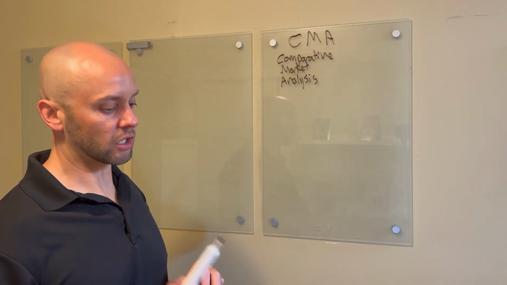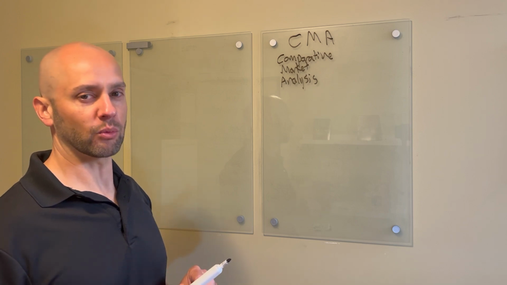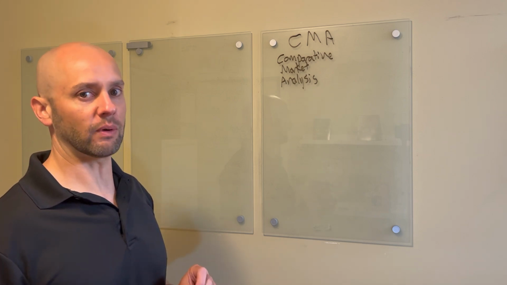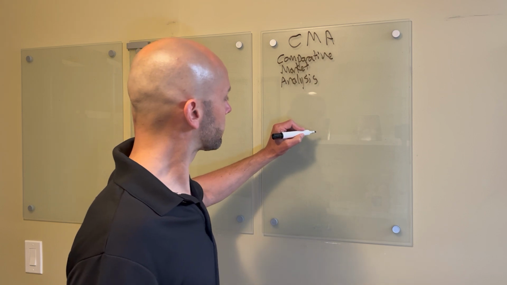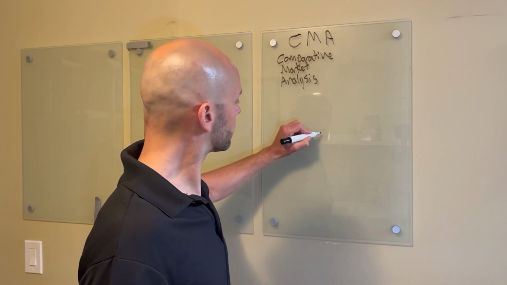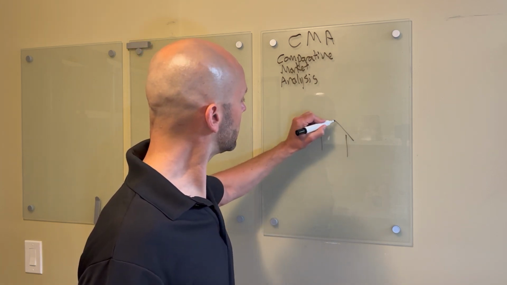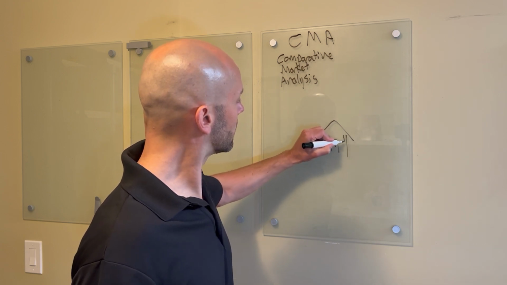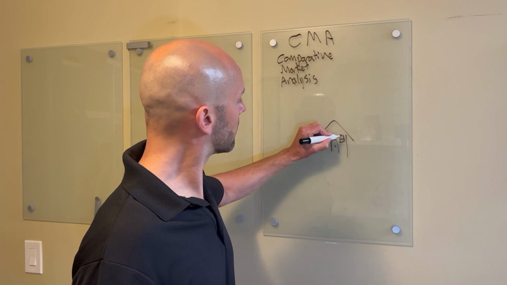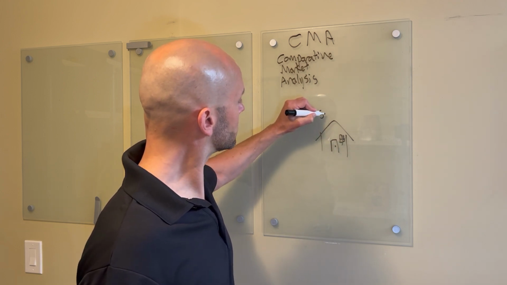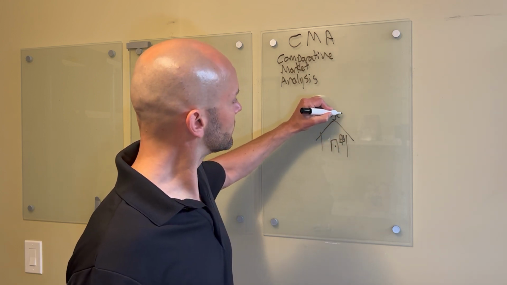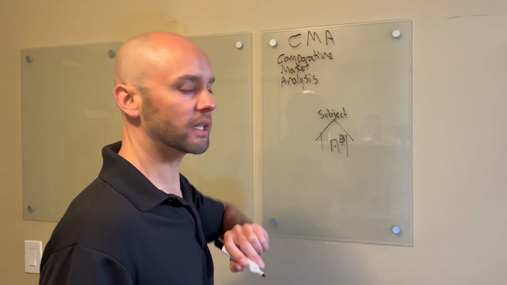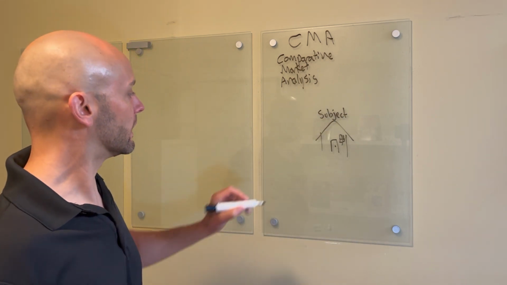So we start with the property that we want to price or evaluate, and that is our subject property. We've got a home here, a door, it's got a window. All right, that is our subject property.